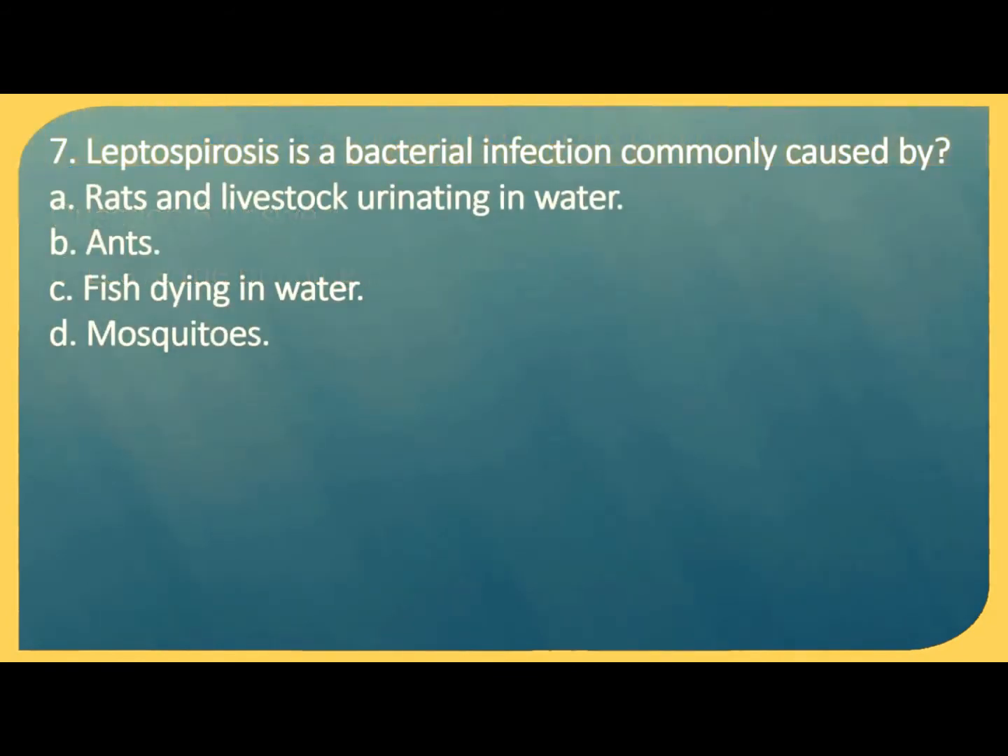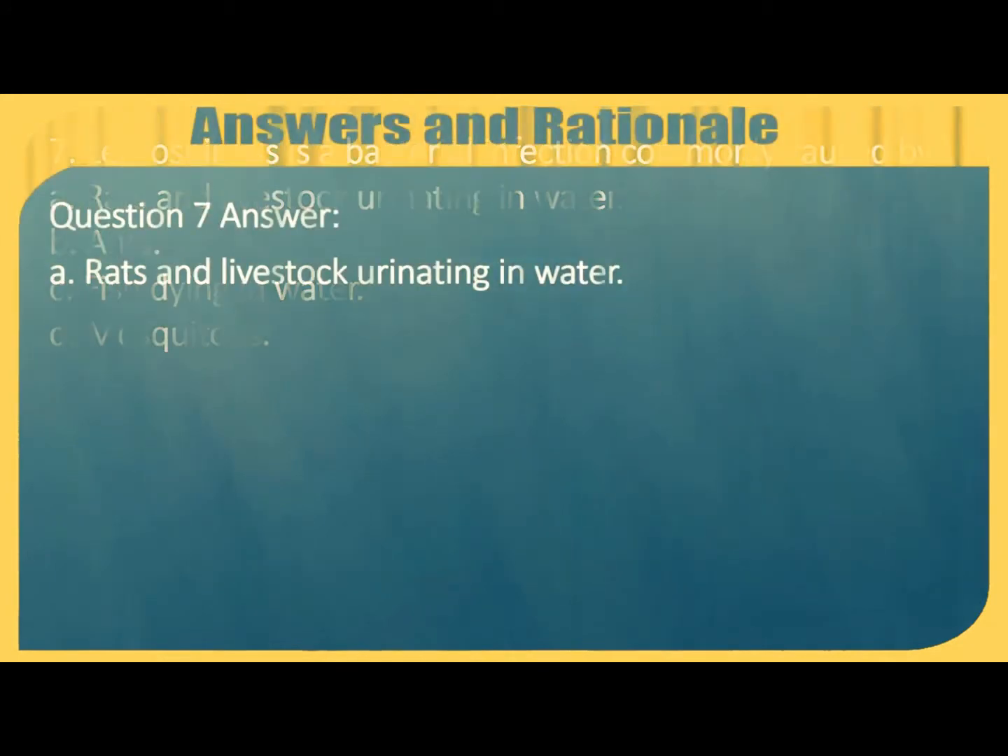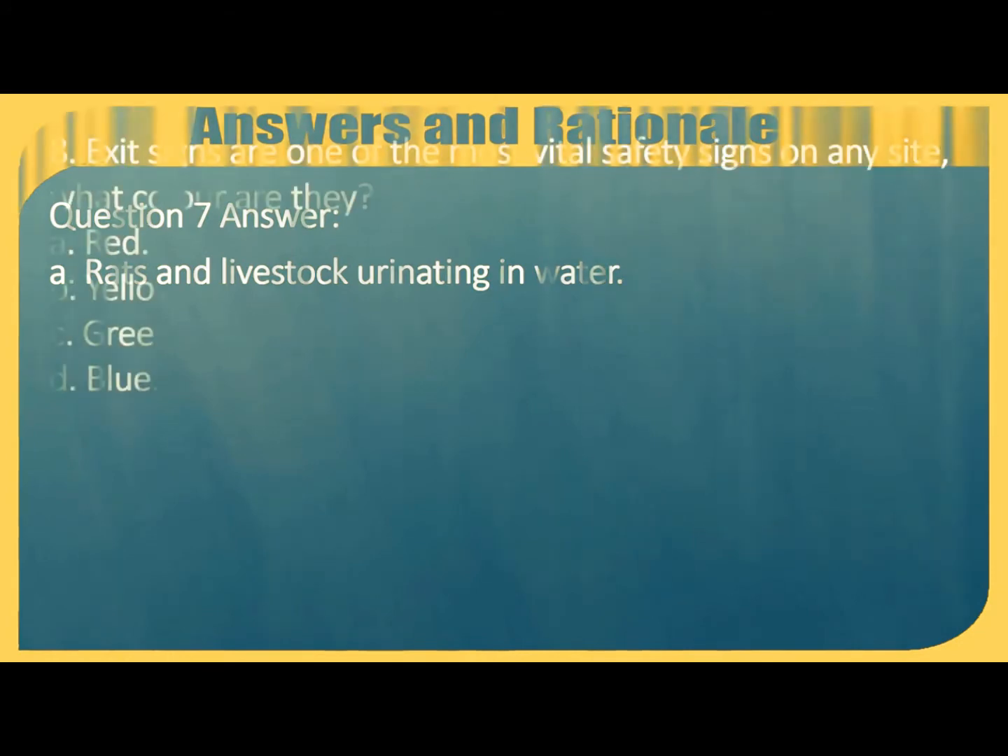Question 7. Leptospirosis is a bacterial infection commonly caused by A. Rats and livestock urinating in water. B. Ants. C. Fish dying in water. D. Mosquitoes. Question 7. Answer, A. Rats and livestock urinating in water.